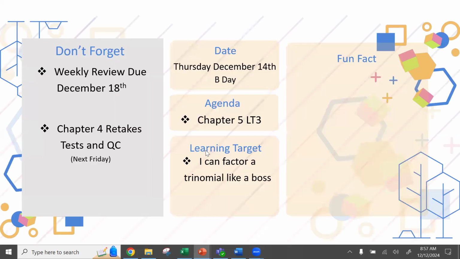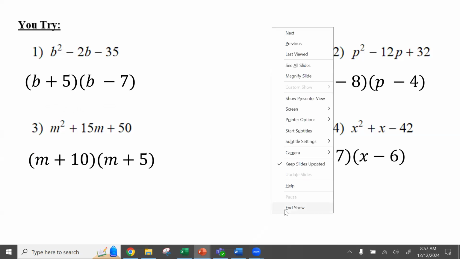Other than that, that's the lesson for today. Tomorrow, if you're here, you're going to take a quick check. Hopefully that goes well. If it doesn't, you can retake it.